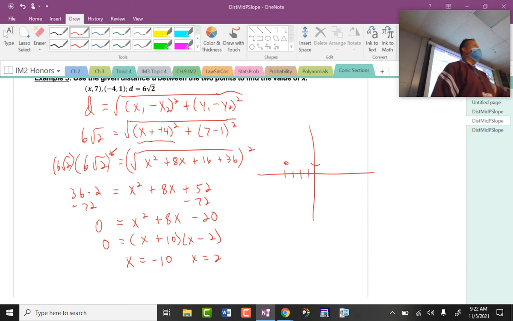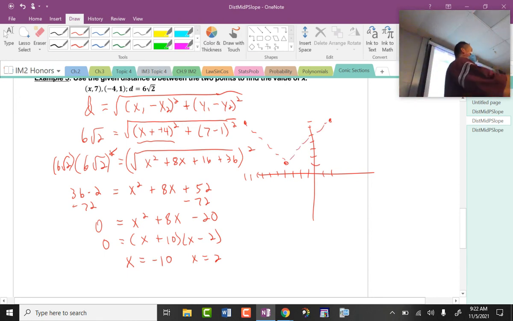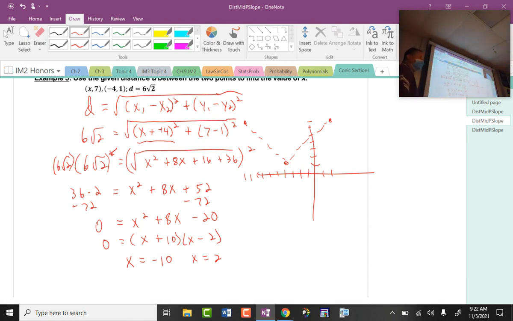If I graph it, it will make sense. 2 comma 7 is way over here. 2, 3, 4, 5, 6, 7. -10 comma 7, -5, 6, 7, 8, 9, 10. Comma 7 is over here. And now my scale is probably a little bit off. But doesn't it look like these two distances are equal? Doesn't it? That's why there's two possibilities. And both possibilities are completely valid.